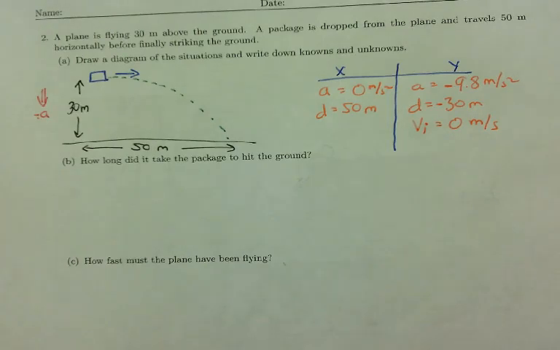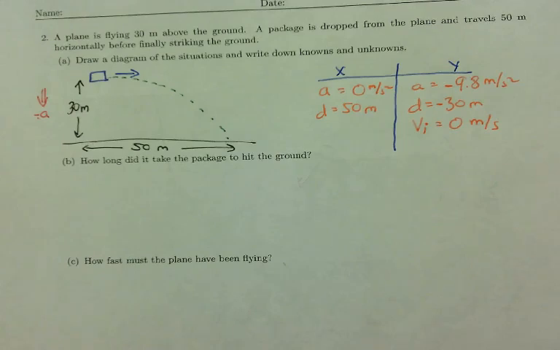All right, now part B. How long did it take the package to hit the ground? Well, time, think about the last problem. Did we say time was an x number or a y number? Well, if you recall, we said that time is a scalar. It doesn't have direction, so you can put that number on both sides.